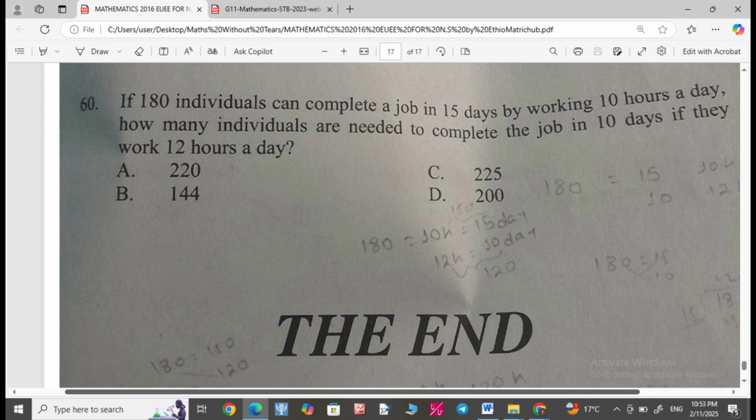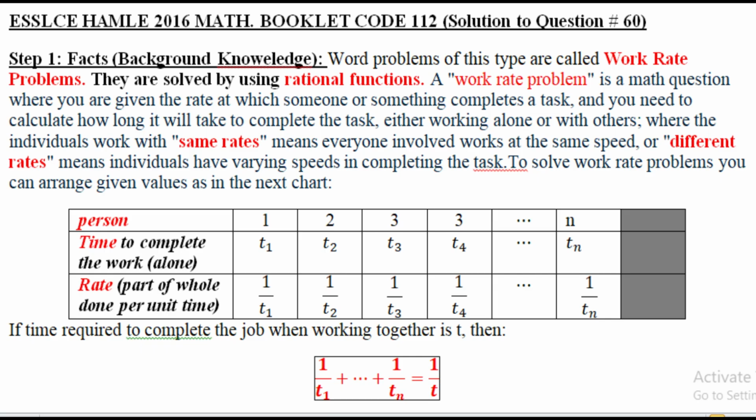Okay, these kind of problems are called work rate problems. What's a work rate problem? Here is a definition. A work rate problem is a mathematical question where you are given the rate at which someone or something completes a task, and you need to calculate how long it will take to complete the task, either working alone or with others, where the individuals can work either at the same rate or at different rates.